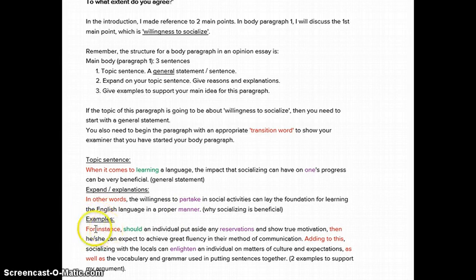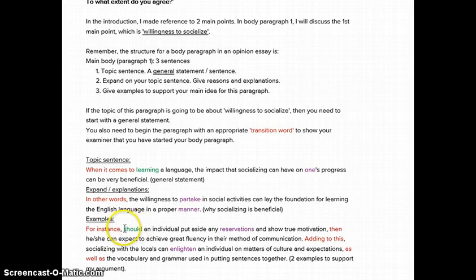For instance, as soon as I say for instance, my examiner knows straight away that here I'm going to give an example. For instance, should an individual put aside any reservations and show true motivation, then he or she can expect to achieve great fluency in their method of communication. Now here I've used advanced vocabulary. I've also used complex grammar.